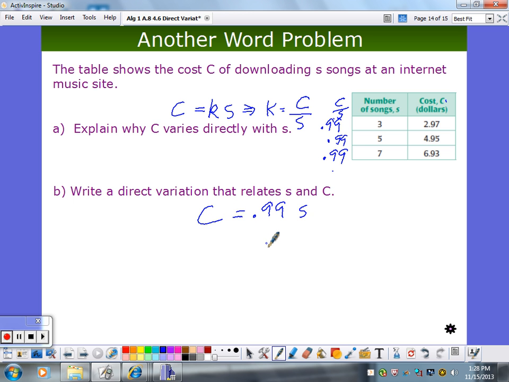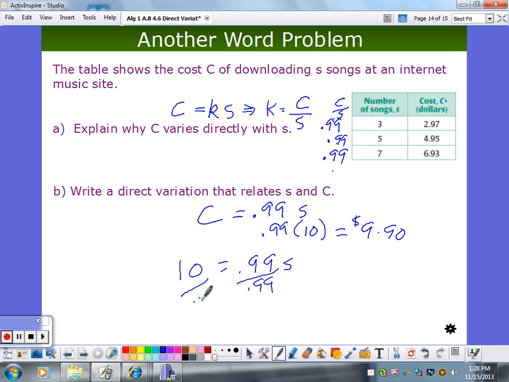What if I wanted to download 10 songs? Which is what? $9.90. Now what if I go the other way? I've got $10. How many songs can I download? So that's your C. And you would divide here. Well, can I download 10.1? How many songs can I download? 10. Now I've got a rule based on this direct variation. Okay, so that's what we're going to be working with.